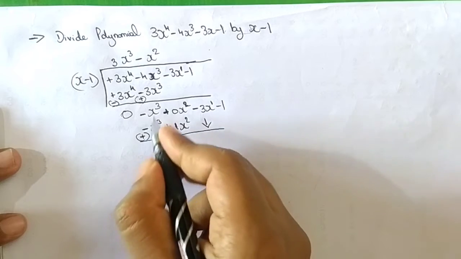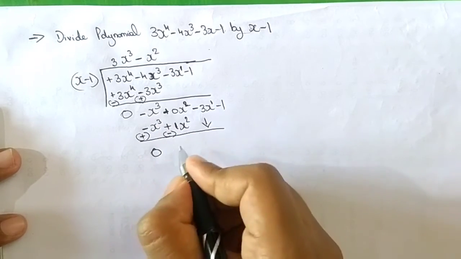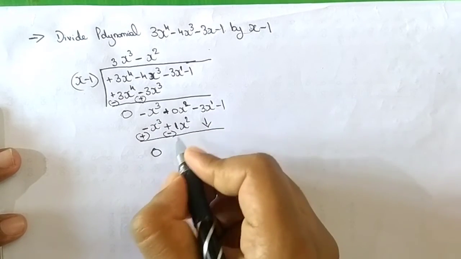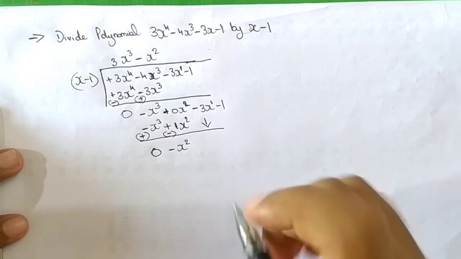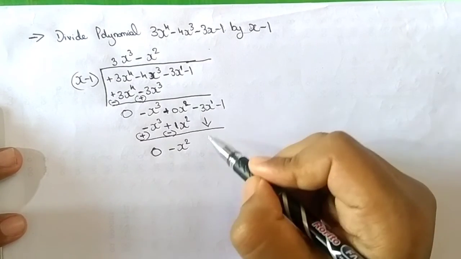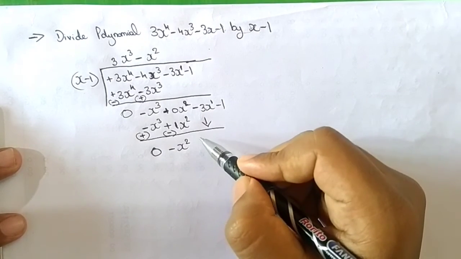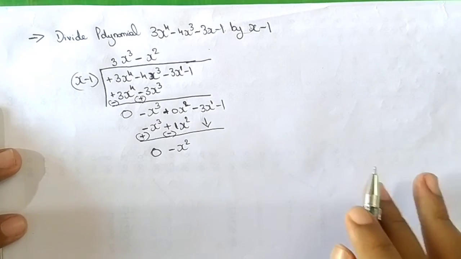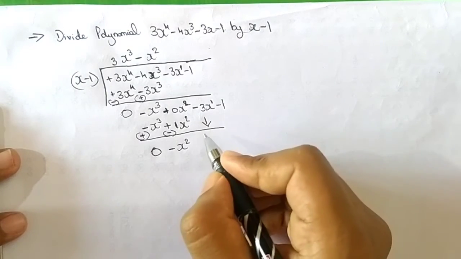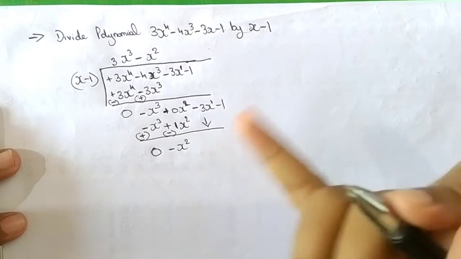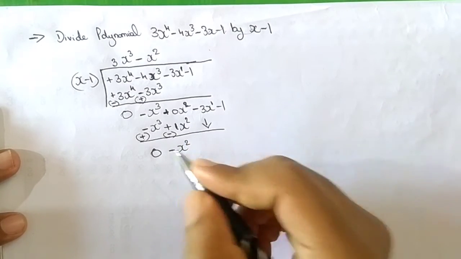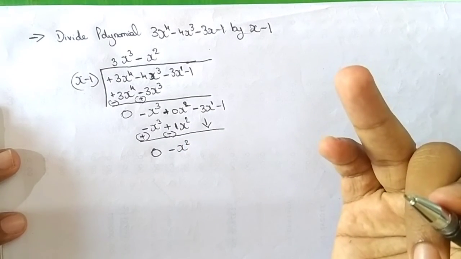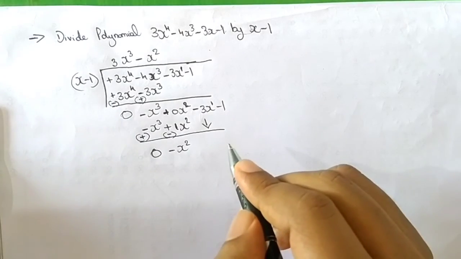Now this is going to cancel. 0x square minus x square is minus x square. See, if you miss this 0x square, you will not get this minus x square, and your answer is going to be totally different. That's the thing you should focus on. You should focus on the symbols, positive, negative, and you should focus on the brackets, taking the brackets.